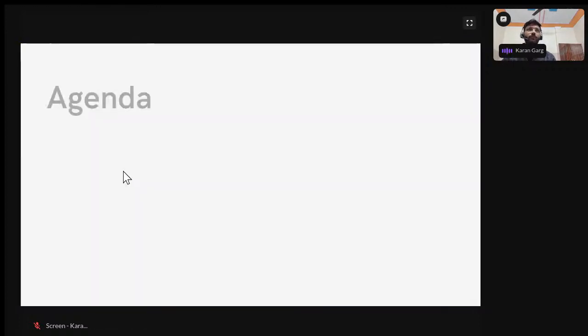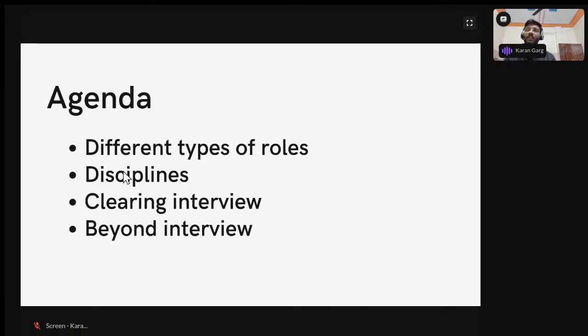So the agenda for the day is first we'll talk about what are the types of roles that are there in the software industry, the major types, the ones which are pretty famous. Then the different disciplines of software engineering roles. Then all about interviews, like what are the different types of interviews there, what is expected out of an interview, and then beyond interviews if we have time.